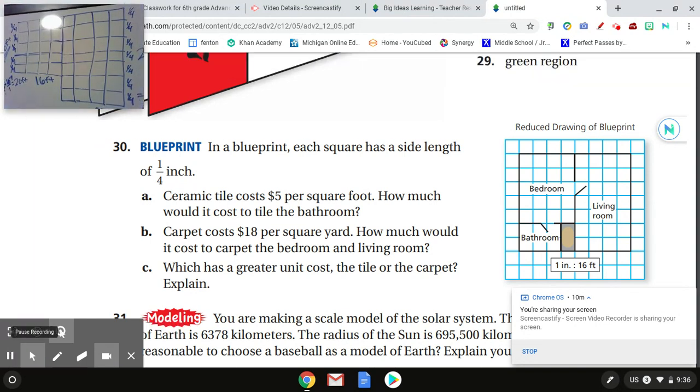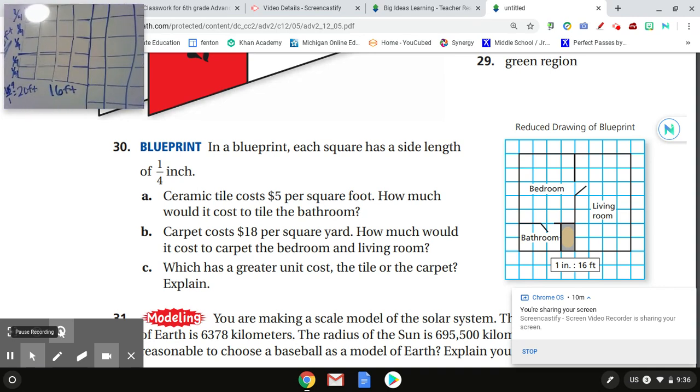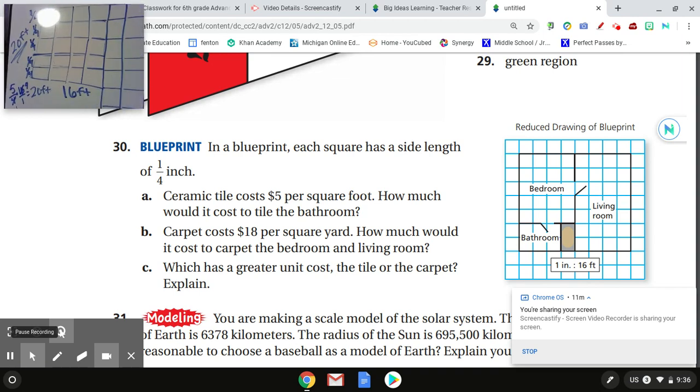Okay, guys, so hopefully you took a really good look at it and figured this all out in terms of the lengths on each side of the bedroom and the living room. If you did this, you should have figured out that the bedroom was 20 by 16. If it's a 1/4 inch, and 1 full inch is 16 feet, that's how I got that.